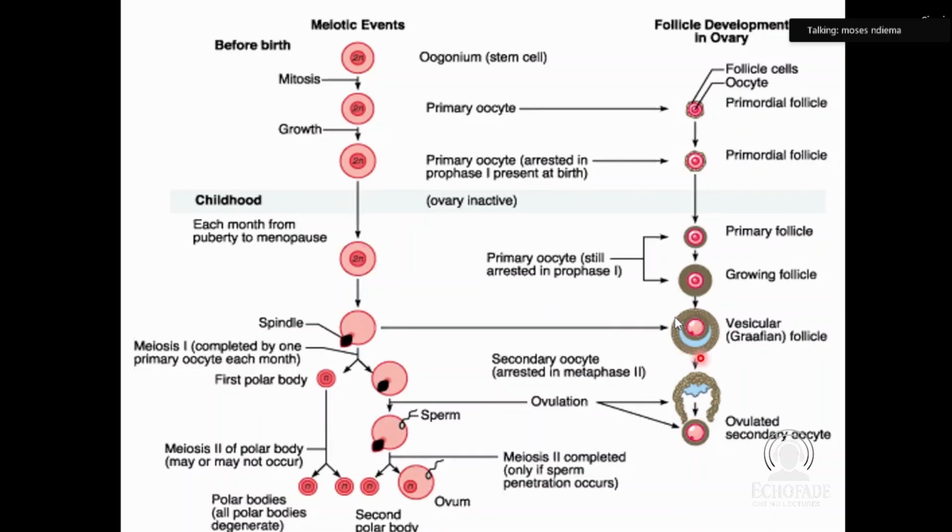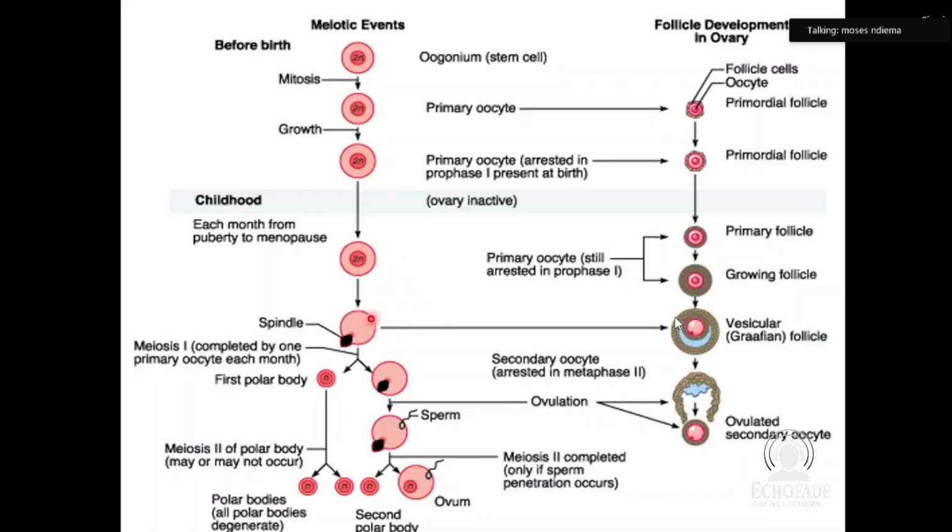After ovulation, you then have the corpus luteum being formed under the influence of luteinizing hormone. However, for the oocyte, it will already have undergone meiosis, but it has been arrested at the prophase stage. It will only undergo the second meiotic stage after fertilization.